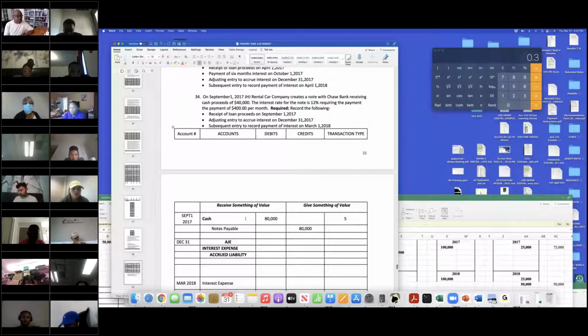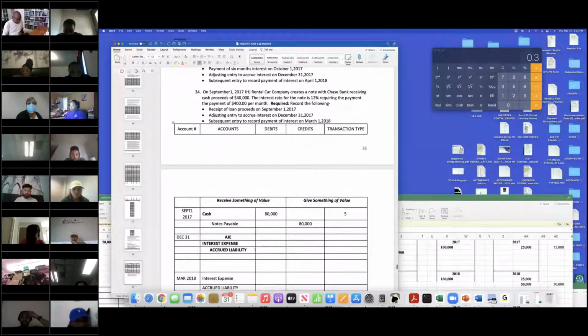Okay, so what do we need to do on December 31st? Make an adjusted journal entry, debit interest expense for 1,600. Crediting what? Accrued interest payable for 1,600. Okay. How'd you get 1,600? That was the 2 months between October and December, so that was 800 times 2.